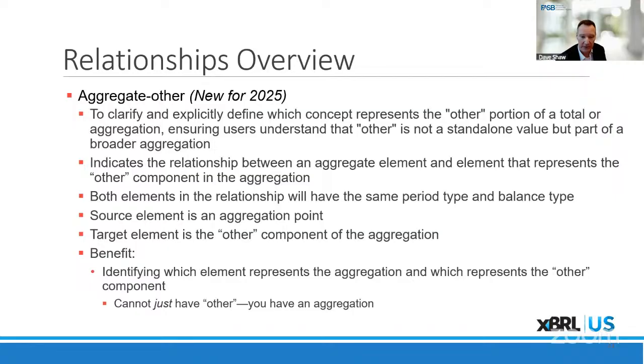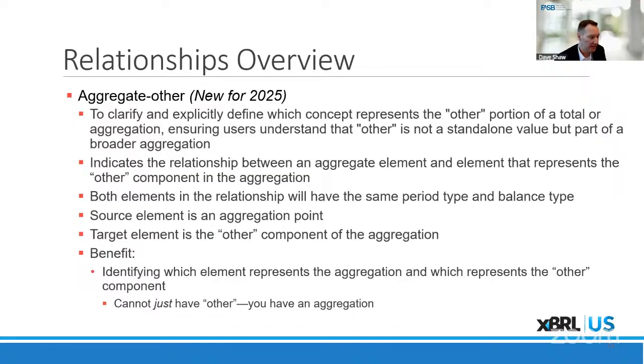For this relationship, both elements will have the same period type and balance type. The source element or parent is the aggregation point, and the target element or the child is the other component to the aggregation. The big benefit is to clearly identify which elements represent aggregation points and which ones represent the other component of that aggregation. You can't just report other. At that point, what you're reporting is an aggregation, an aggregated total.